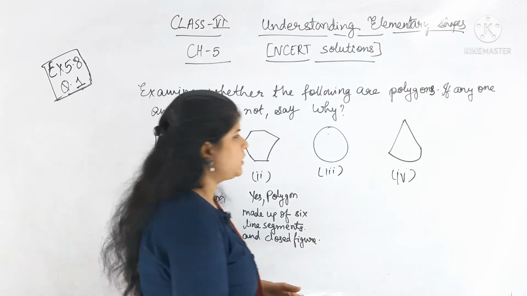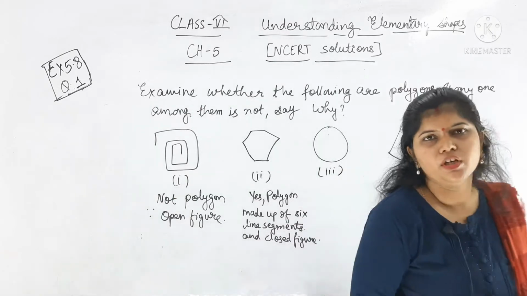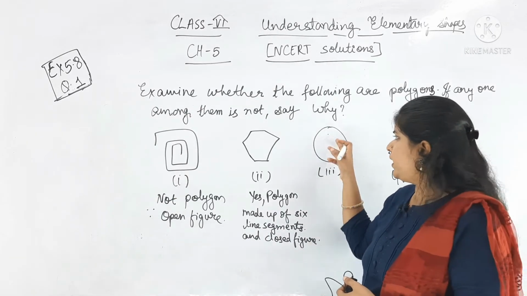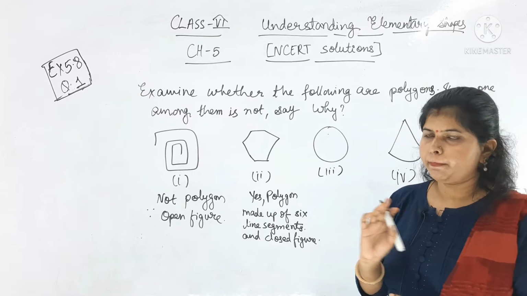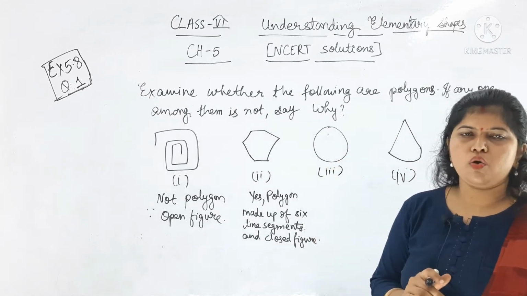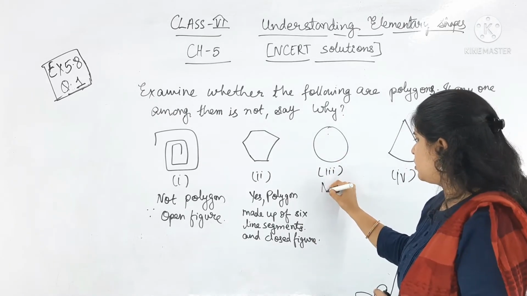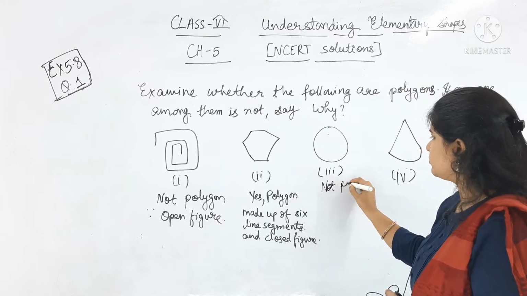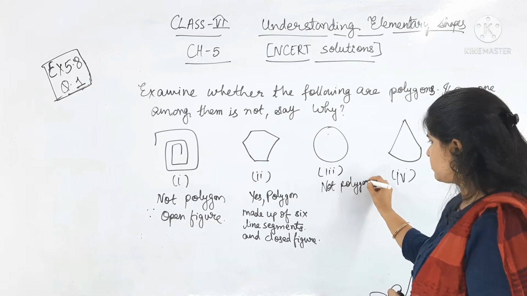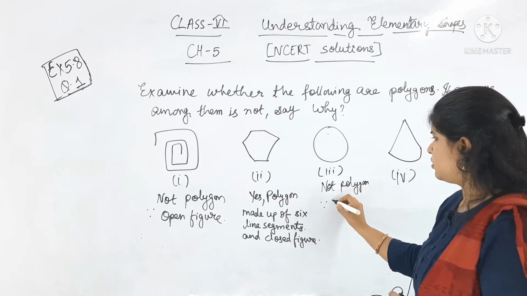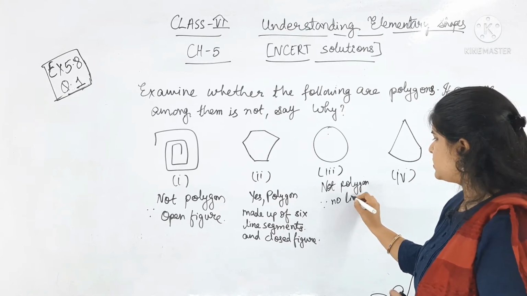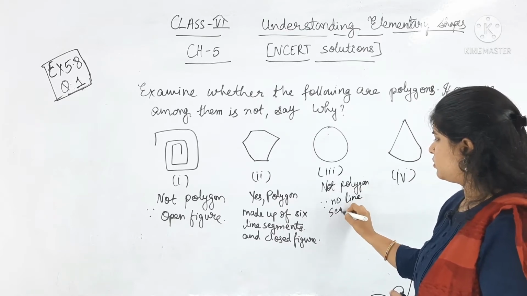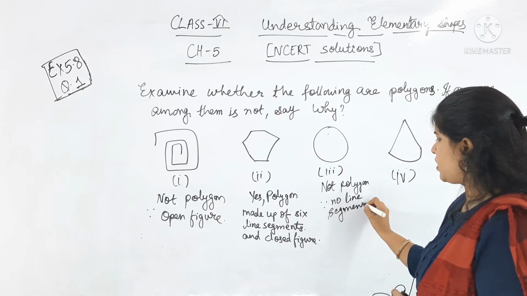Okay, number 3 is one circle is given. So here you can see that it is a closed figure but it is not made up of line segments. Okay, so this is not polygon because no line segments are there.